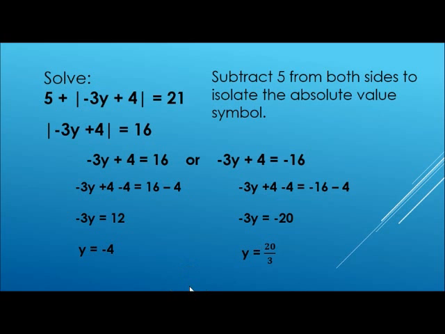That means we have two answers, remember. We can combine both of these answers into one gigantic answer. And we can say that y equals negative 4 or negative 20 over 3.